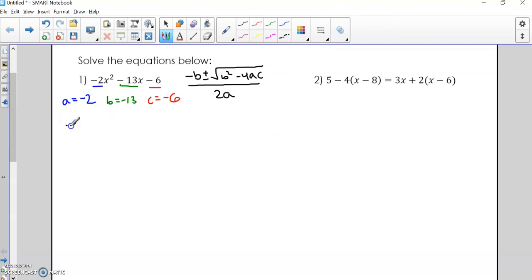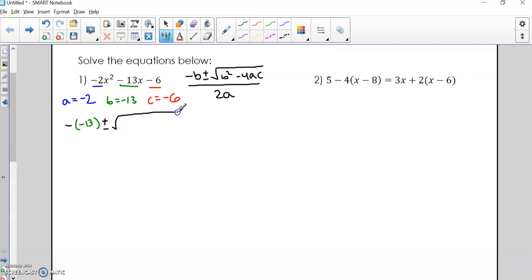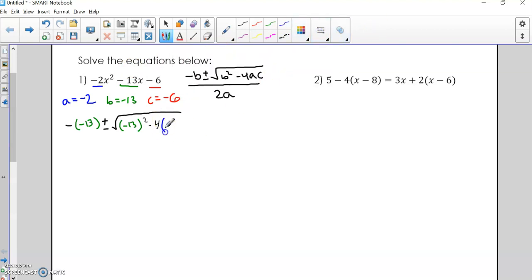So we have negative B, so -13 is our B, plus or minus the square root of B squared. So again, our B is -13. Squared minus 4 times A times C.